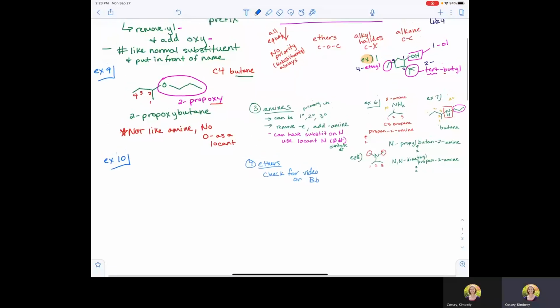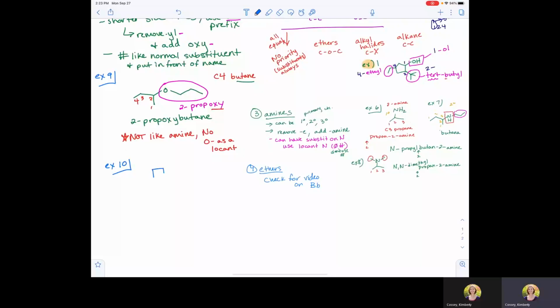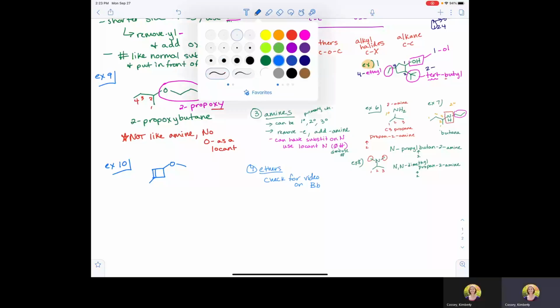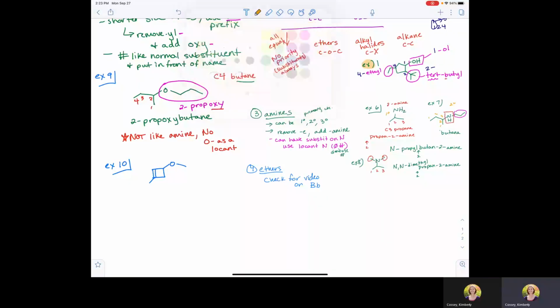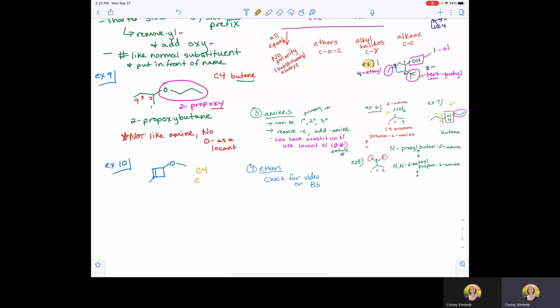All right, so for this one, let's do a ring. There we go. All right, so I'll give you a minute. You can pause the video if you want to, and then name this molecule. Hopefully you got it if you paused. All right, so we know we have 4, so that's going to be C4. So that's going to be cyclobutyl this time, cyclobutane.